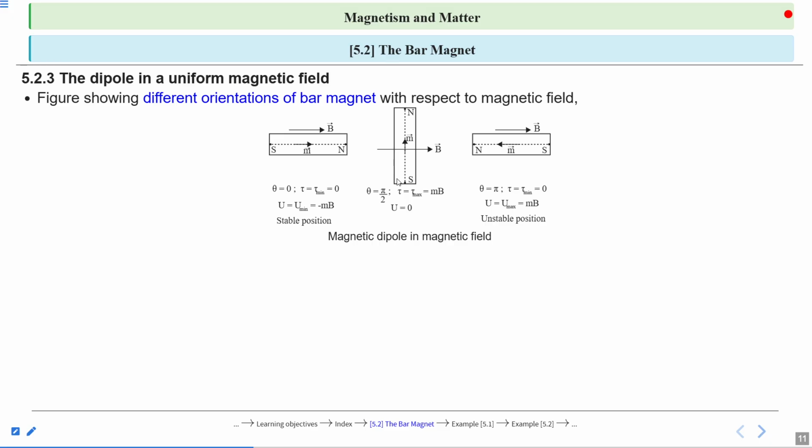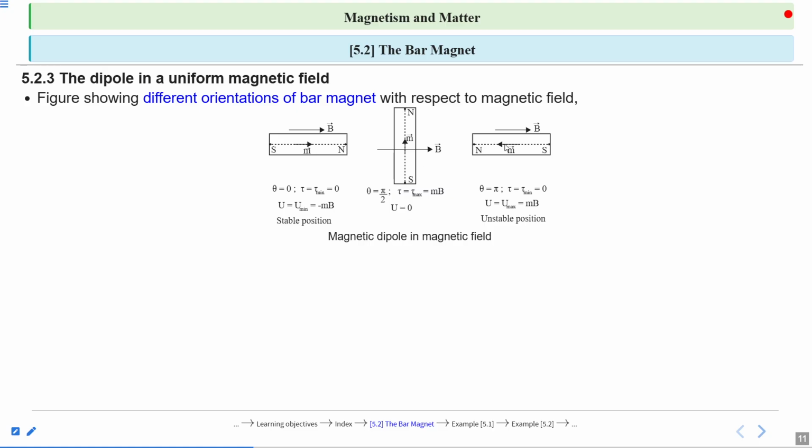So this is the maximum value of the torque which is acting on this bar magnet, which is mB, and U will be equal to 0 because cos 90 is 0, so U is 0 here. We also took this as the reference condition for the potential energy derivation.